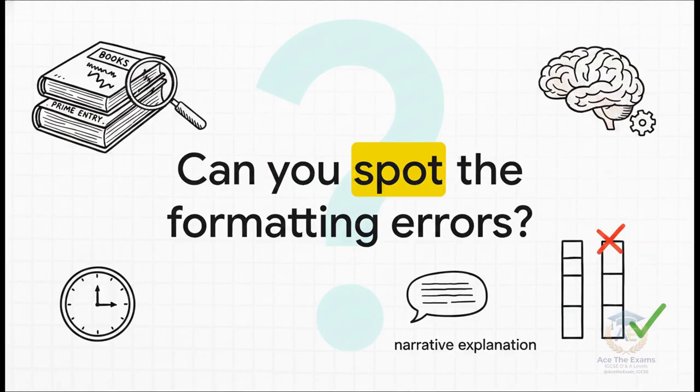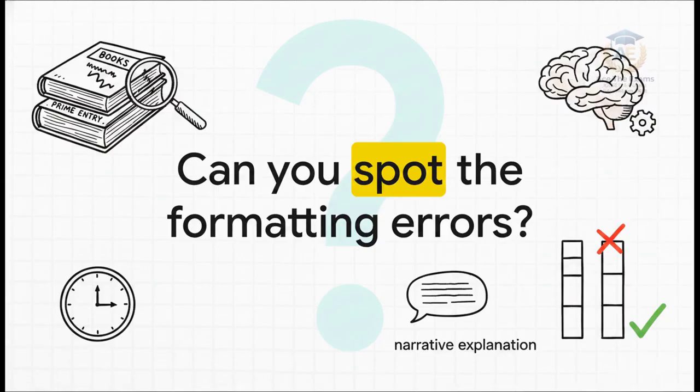Let's dissect it together. Flaw number 1, there are no dates. Prime entry is inherently chronological. Without a date, the entry is completely useless for the audit trail. Flaw number 2, the debit and credit columns are not clearly aligned. It's sloppy and ambiguous, and examiners hate ambiguity. Flaw number 3, there is absolutely no narrative.